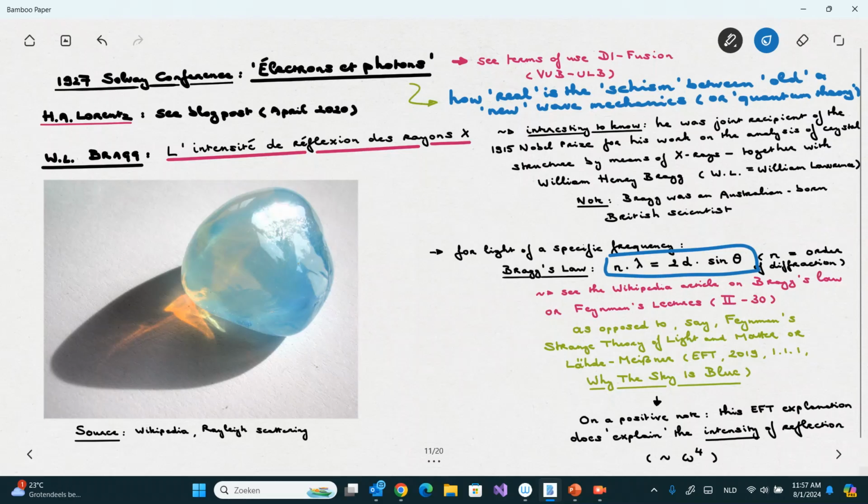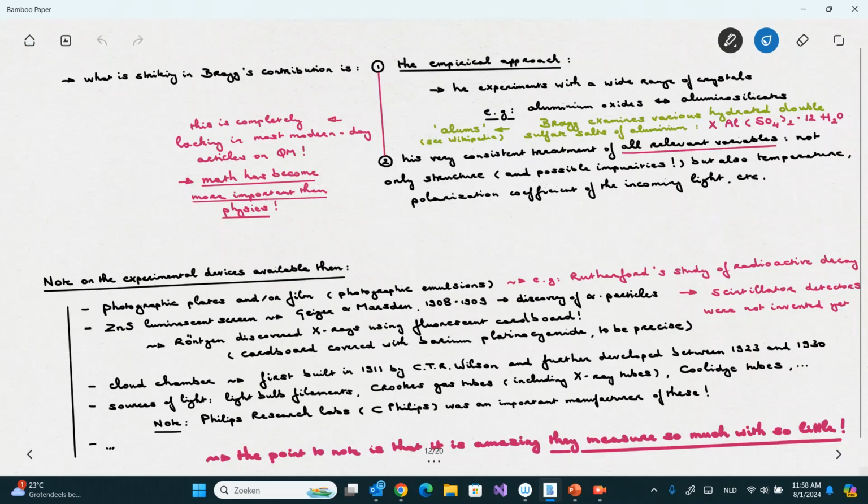So that effective field theory, and that's kudos to modern quantum mechanics, is one that does explain, I would say, the intensity of reflection by using a factor, the frequency to the power 4, that is incorporated into the model of reflection or scattering. That may sound like Chinese, so I'm going to have a more intuitive appraisal of Bragg's contribution, the very first presentation, and a very useful discussion that follows.